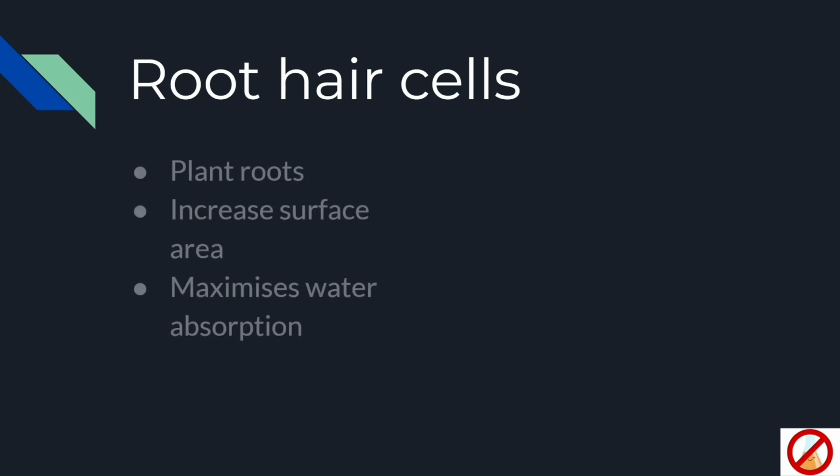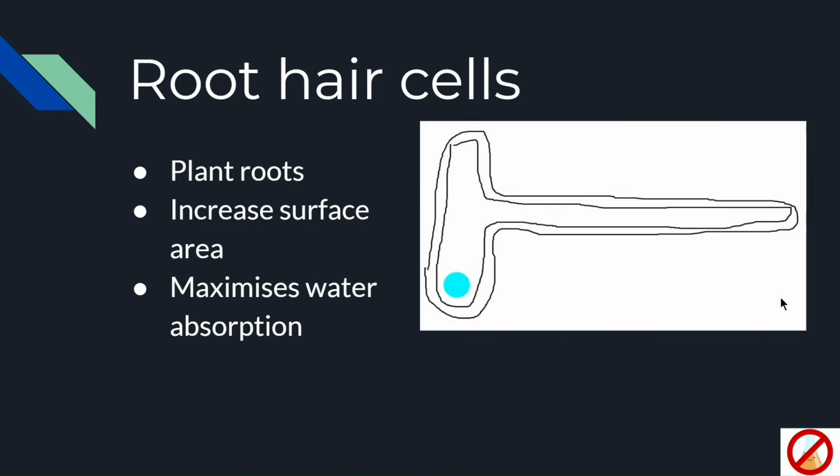Moving on, we have the first specialized plant cells. And yes, you're right, there are also specialized cells for plants. The first thing we're going to talk about is root hair cells, probably the most important cell for plants because all their nutrients come from the roots. So it's in the plant roots, and it's shaped sort of like this.